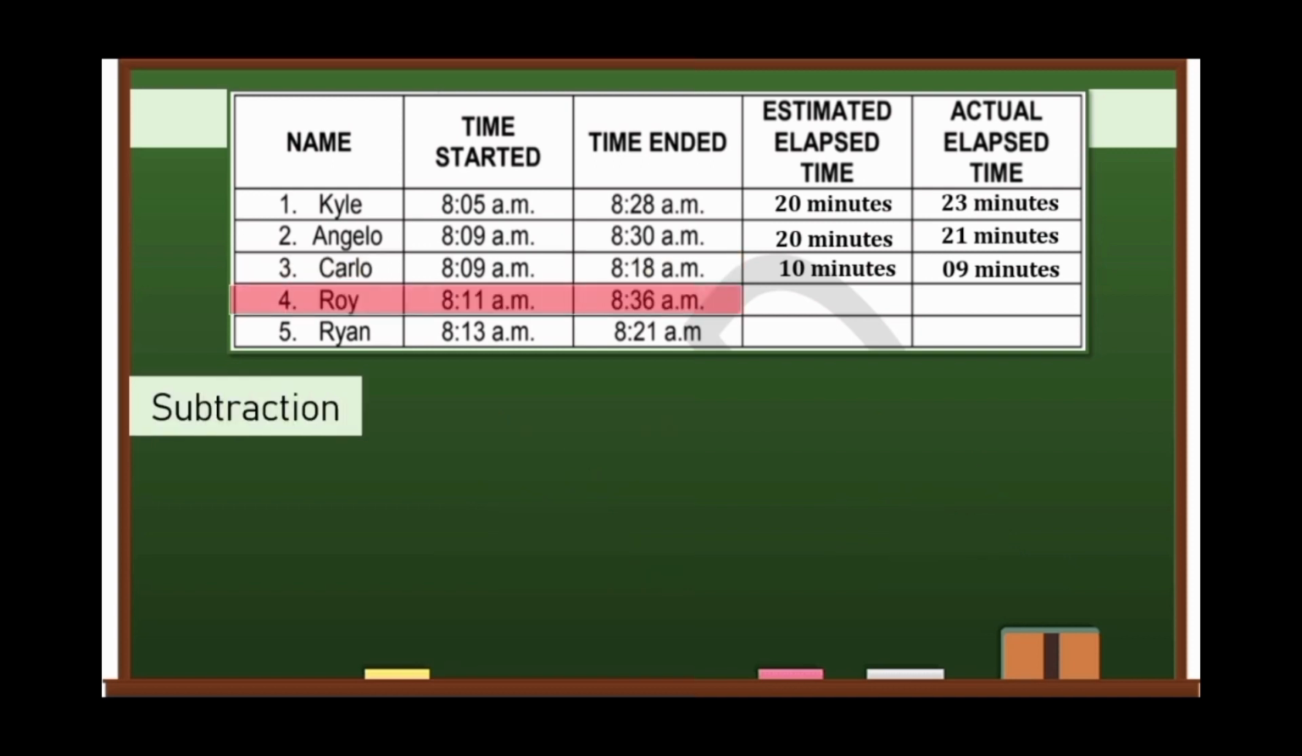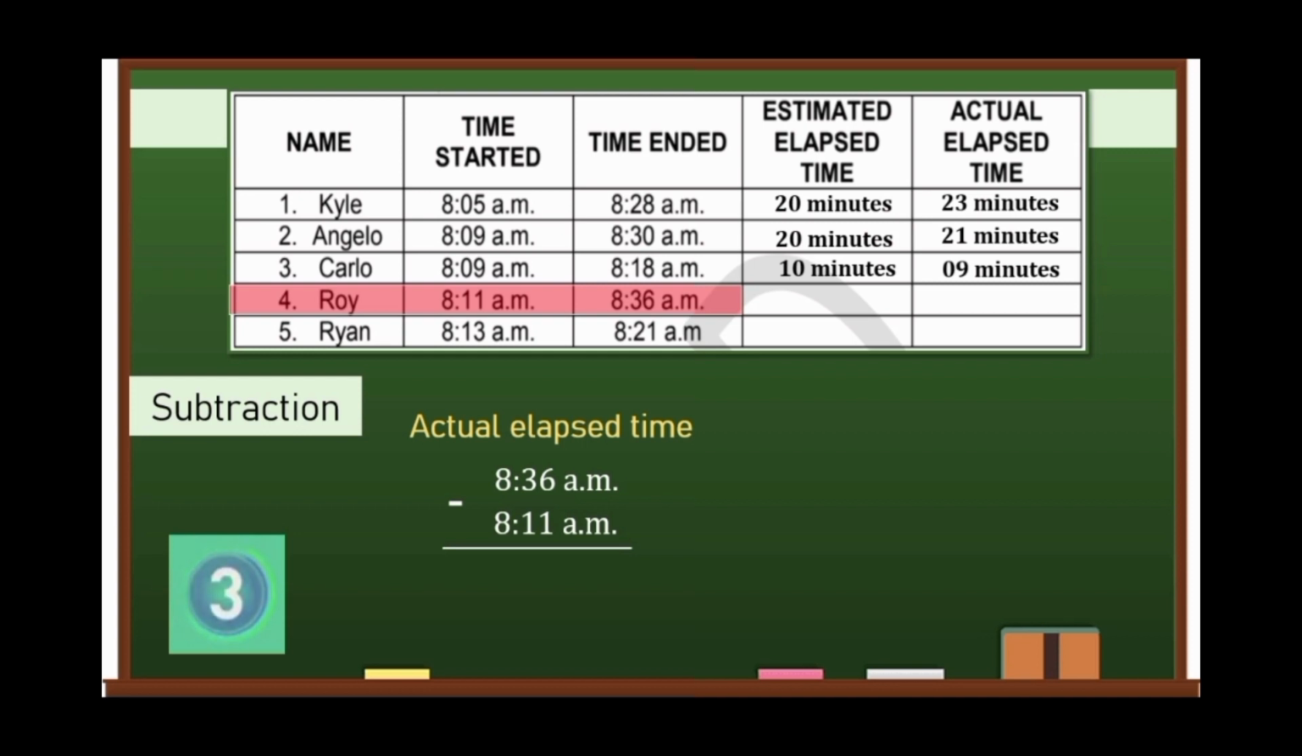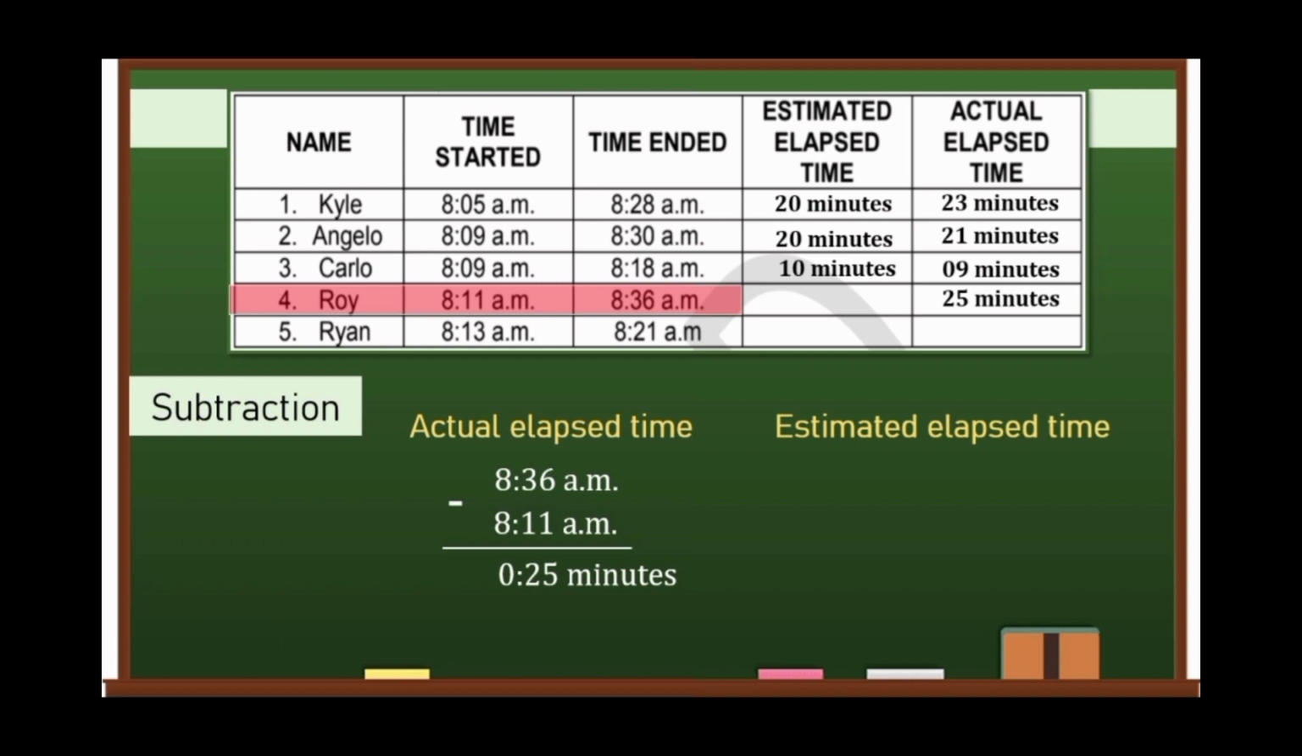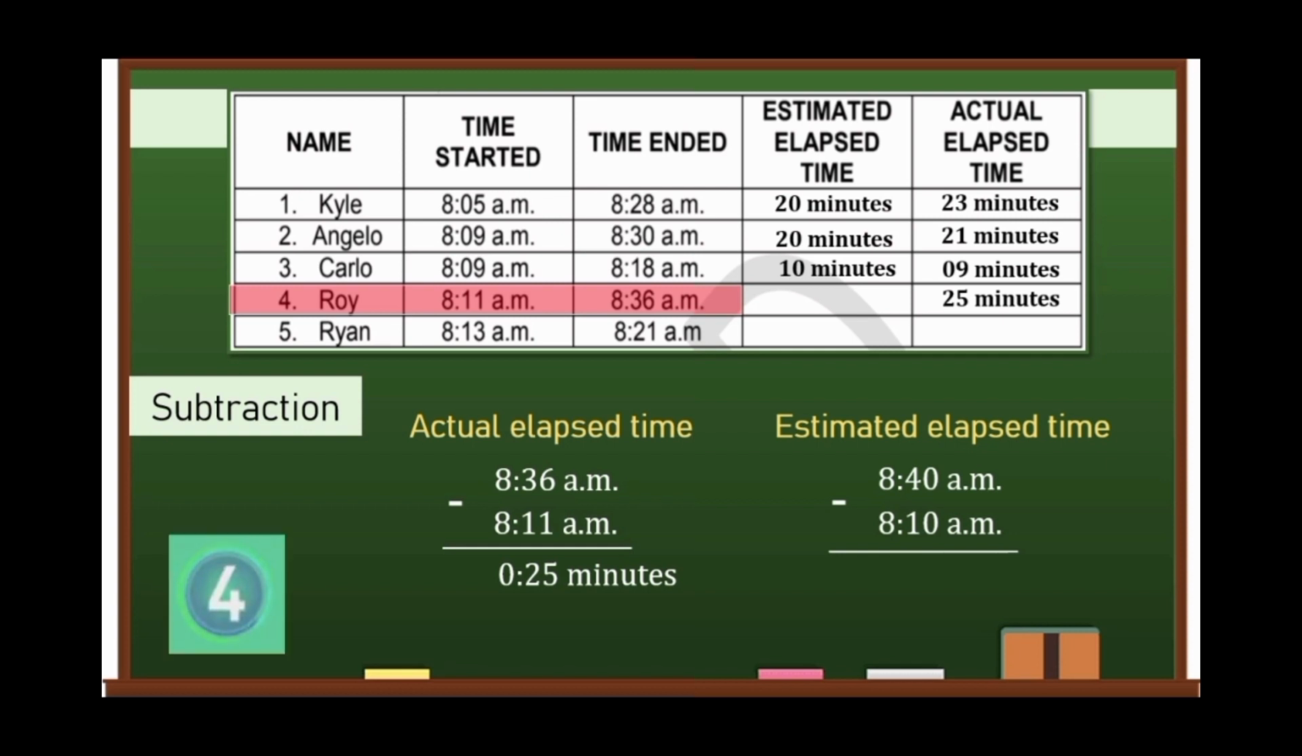For Roy, his actual elapsed time is 8:36 a.m. minus 8:11 a.m. The answer is 25 minutes. Now estimate the given time. The answer for the estimated elapsed time of the given is 8:40 a.m. minus 8:10 a.m. Now do the subtraction. The answer is 30 minutes.